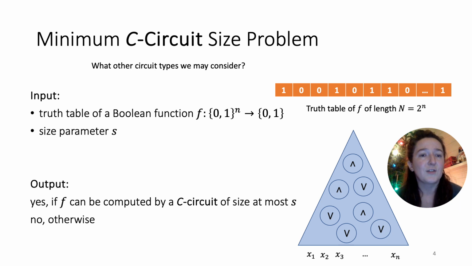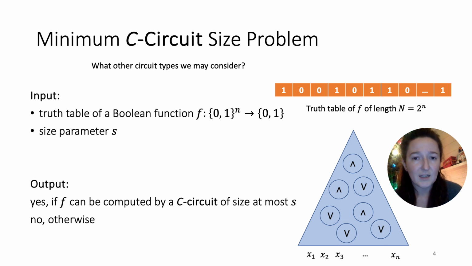So to understand MCSP better, we can also study not MCSP itself, but different variations of MCSP, specifically variations for weaker circuit classes. For instance, we can study the minimum C circuit size problem, in which the input is exactly the same: a truth table of a Boolean function and a size parameter. And now we output yes if the function can be computed by a circuit of class C of size at most S.